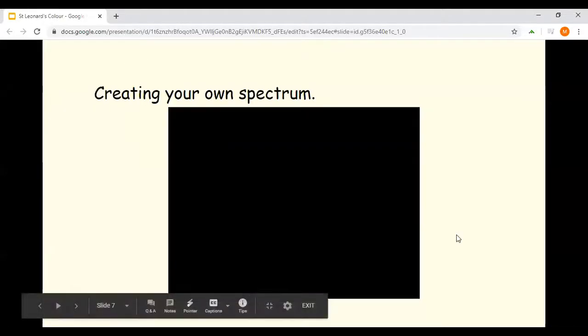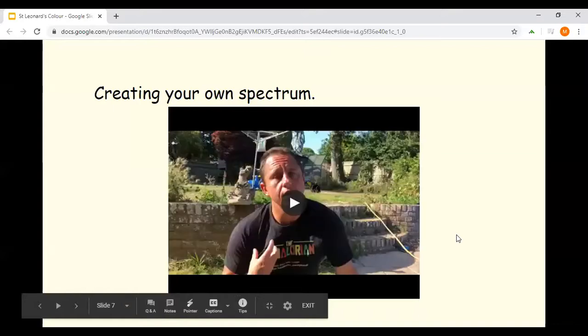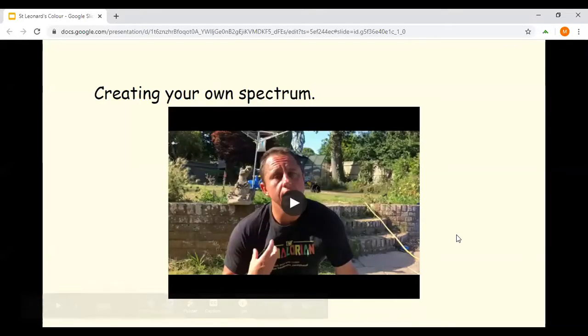Okay, so that's pretty cool. Now, not quite as professional, but this is where you get to have a go at creating your own spectrum. And I'm going to give you a quick idea on how to do it.